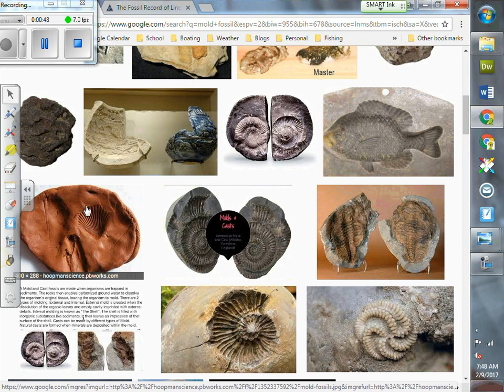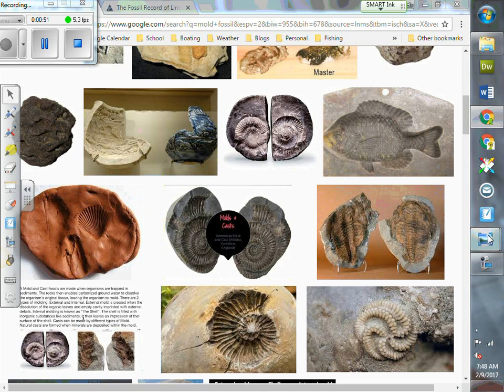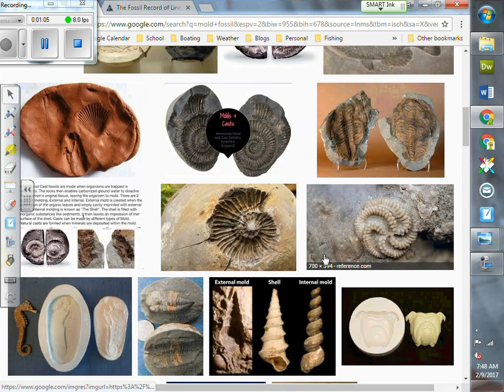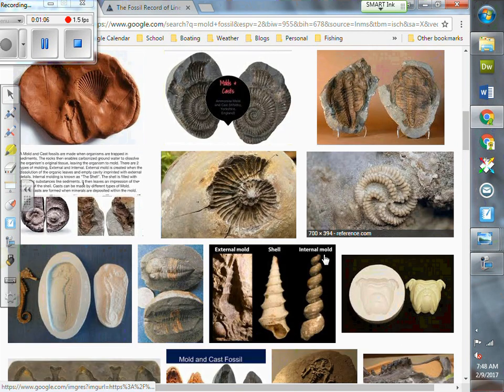Okay, and our second question asks about casts. So let's go back and see what a cast is. Cast fossils are formed when the impression or print gets filled in by minerals and becomes kind of like a copy of the original organism. So when we look here, we can see some cast examples as well.